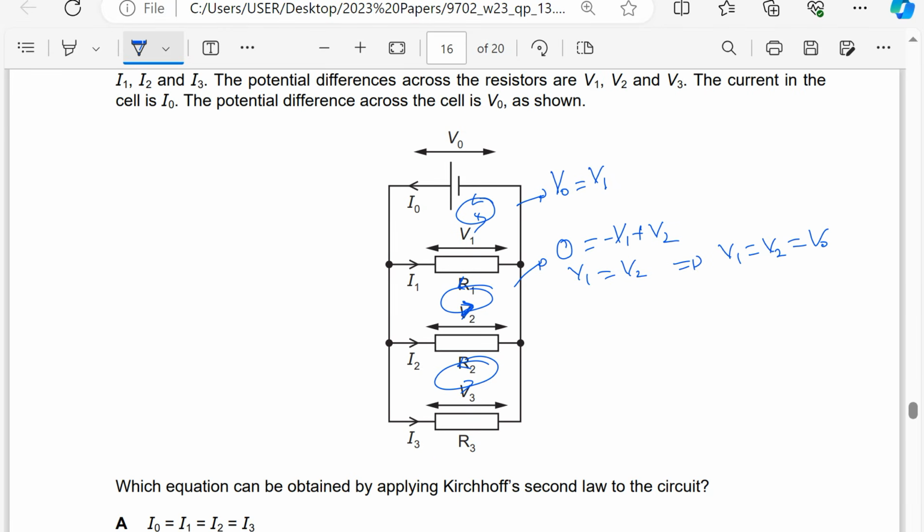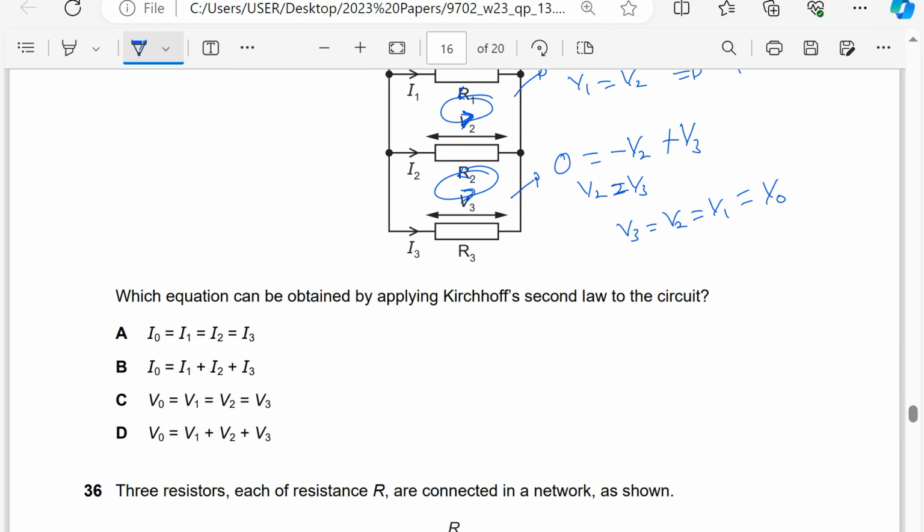Let's go to the third one. There's no battery here, so the EMF is 0. But the PD in R2 is in the opposite direction to the current, so this is going to be minus V2, plus I3 is in the same direction as the loop, so the PD V3 is positive, so this is plus V3, which means that V2 is equal to V3. But remember, V2 was equal to V1, which was equal to V0. So V3 is the same as V2, the same as V1, the same as V0. So the answer to this question is precisely C.